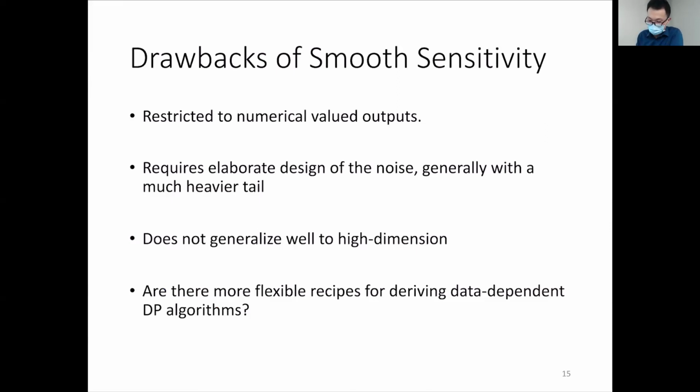Yeah, so I won't go into details there, but you can get a sense of that by looking at the dilation and translation properties that are derived in the original paper on smooth sensitivity. All these limitations motivate us to consider whether there are other flexible recipes or a flexible framework for designing data adaptive differentially private algorithms that don't rely on smooth sensitivity, at least not directly.